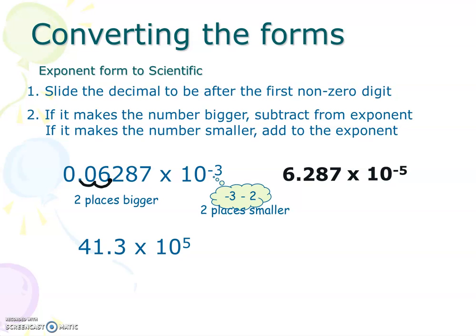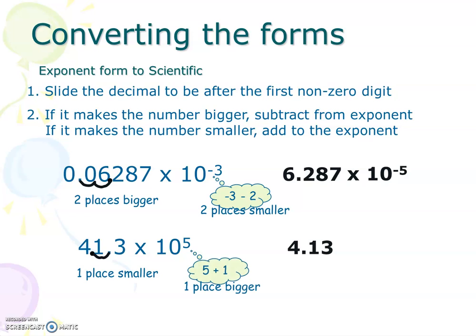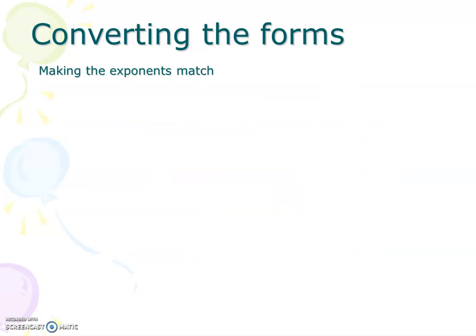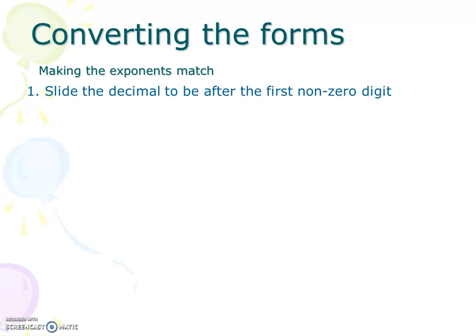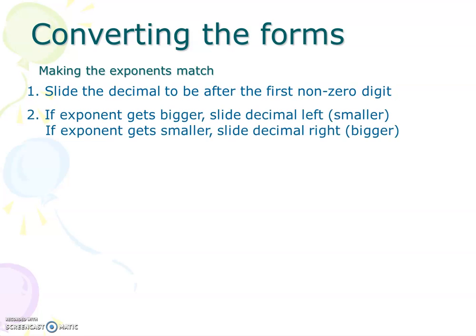41.3 times 10 to the 5 is a large number, but it's not in scientific form. I need the decimal to be moved after the 4, and so that's making the number smaller. So the exponent is going to have to become 1 decimal place bigger. 5 plus 1. And the last little thing we have to talk about is sometimes we have to make exponents match. As we saw with the viruses, sometimes we need to compare numbers, or when we do adding and subtracting, we're going to have to make exponents change to match.